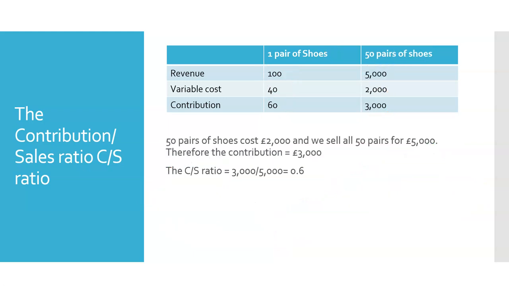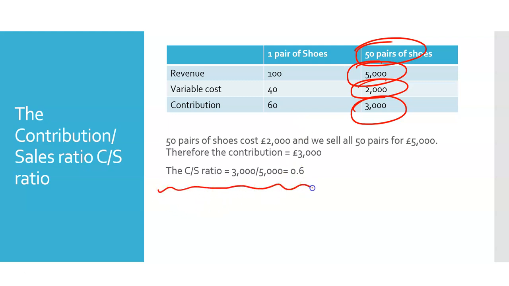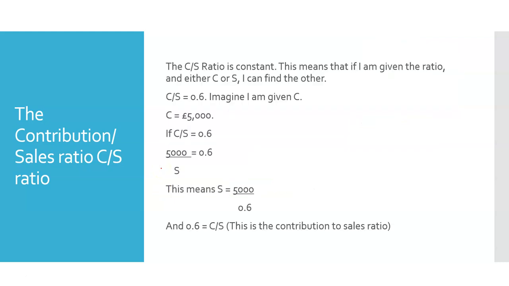Okay, great. So I now go the full way and tell you you're selling 50 pairs of shoes, you have a revenue of 5,000, variable cost of 2,000, contribution of 3,000, and therefore the C over S ratio is 0.6 again, isn't it? 3,000 divided by 5,000, giving you 0.6. So I finish off here telling you the C over S ratio is constant. This means that if you're given the ratio, you can find the other.